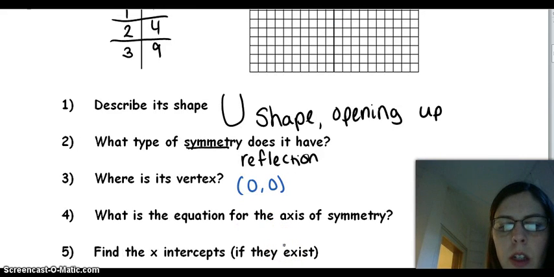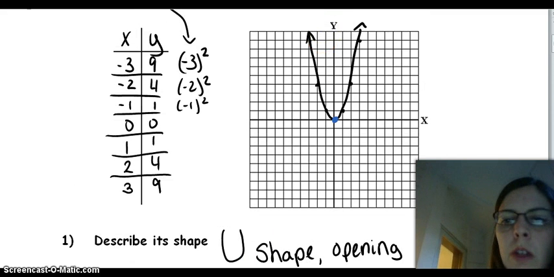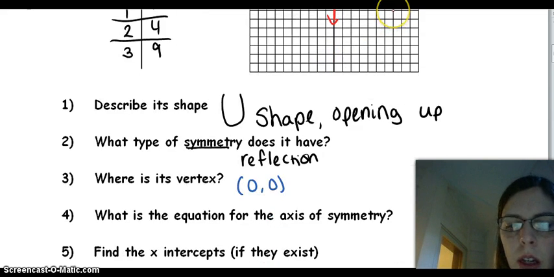The next question says, what is the equation for the axis of symmetry? Well, if you notice the axis of symmetry here, I'm going to put it in red, is right along the y-axis. So x would be equal to 0.